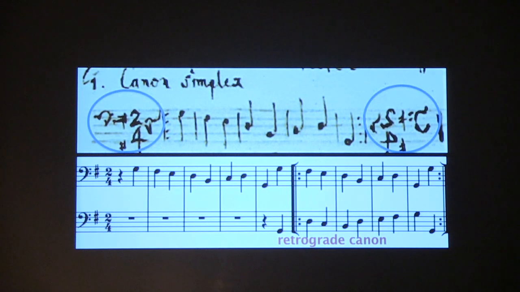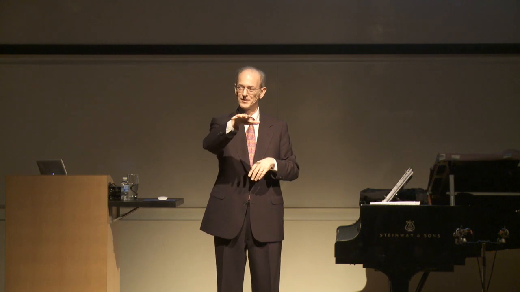It's what they call a perpetual motion canon. You can also call this a crab canon because crabs scuttle sideways this way or they scuttle sideways that way.